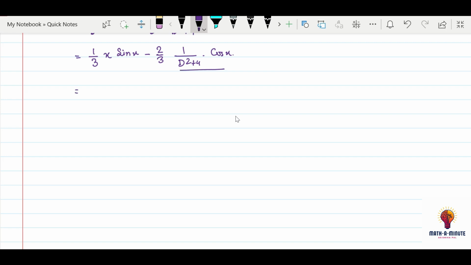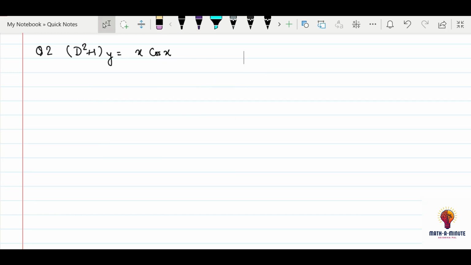Now we have to calculate this. So 1 by 3 x sin x minus 2 by 3. Now here also if I put minus 1 square, this value is non-zero. So let me put the value minus 1 square plus 4, cos x. So therefore this value will be 1 by 3 x sin x minus 2 by 9 cos x. Okay, so this will be our particular integral for this problem.